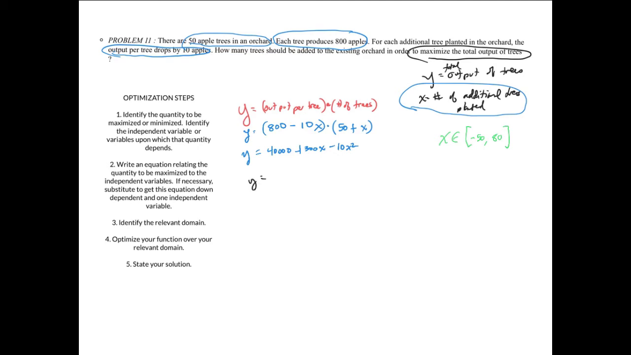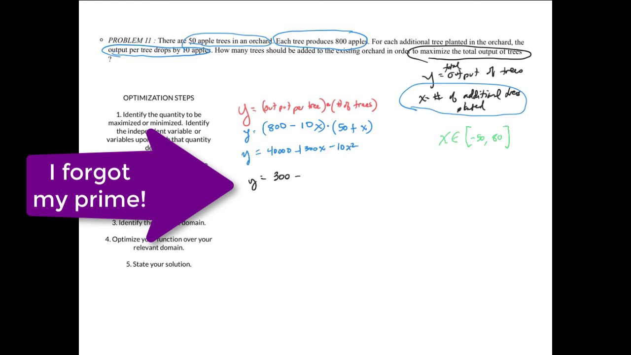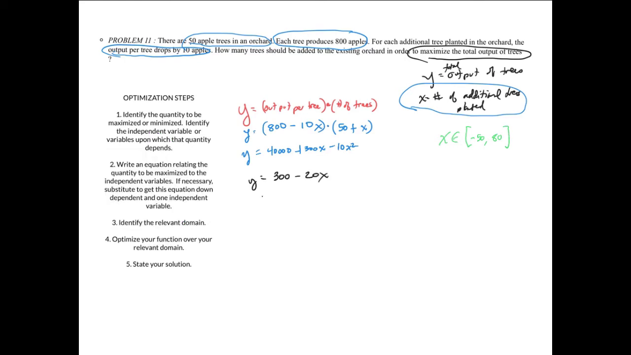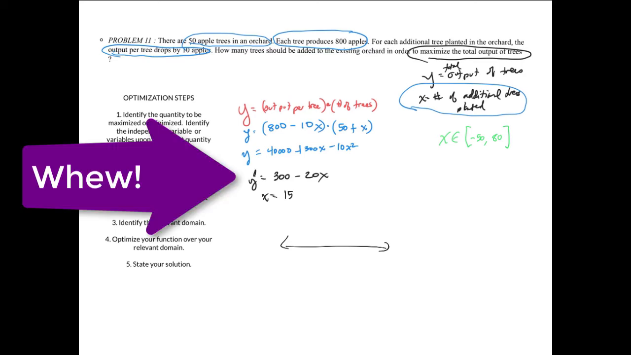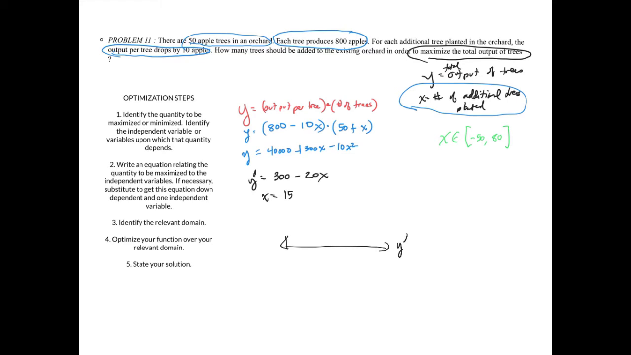So I'm going to take the derivative. I'm going to find the critical points. I believe that's 15 in this case. I'm going to make my sign line. I forgot to put my prime. That was not good. I'm going to put my endpoints on it. I'm going to mark my critical point. I'm going to plug in numbers in the intervals into the derivative to see if it's positive or negative. If I plug in 0, it comes out positive. If I plug in like 30, it comes out negative. Increase, decrease. It's a relative max. It's the only relative extremum. Therefore, it is the absolute extremum.